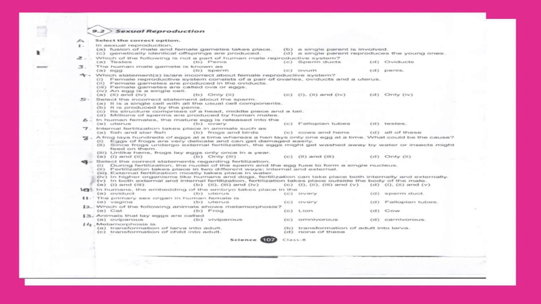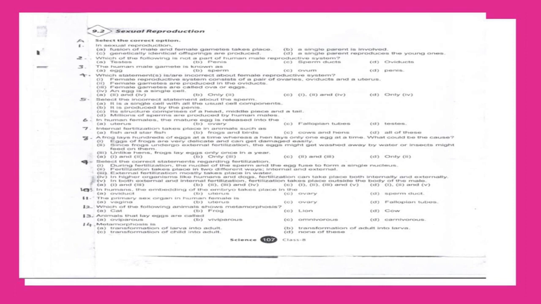I hope you understand. Then sixth one, in human female, the mature egg is released into the fallopian tube. Answer: fallopian tube. Then seventh question, internal fertilization takes place in animals such as fish, starfish, aquatic external fertilization.